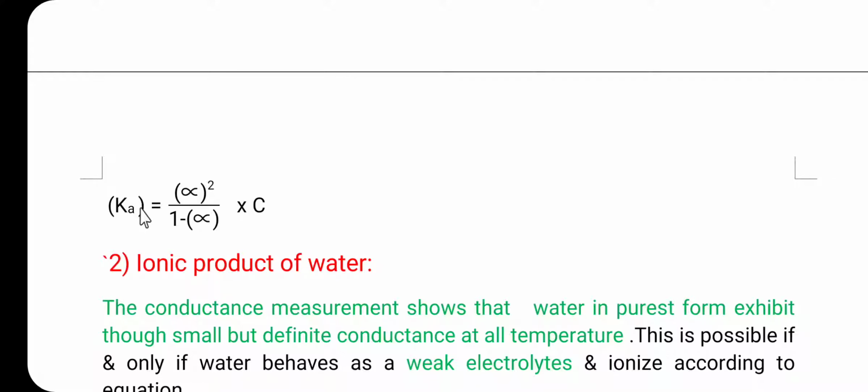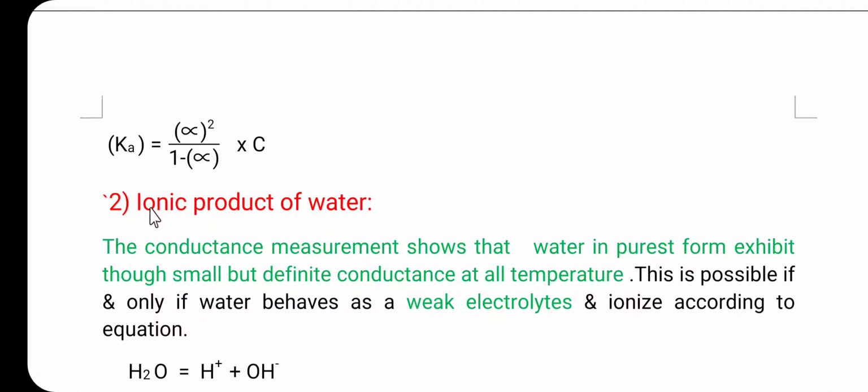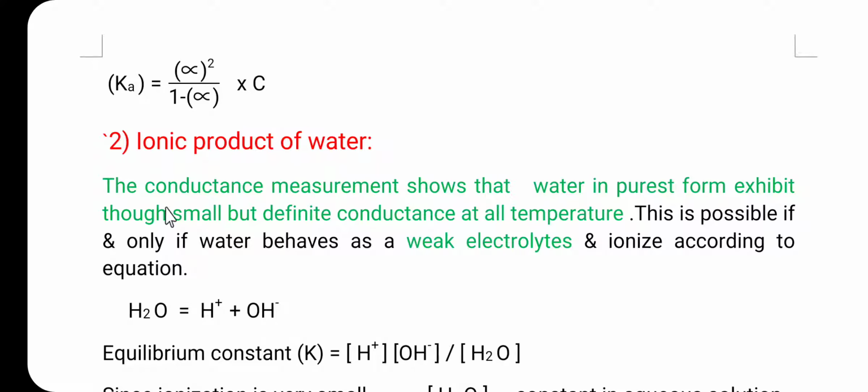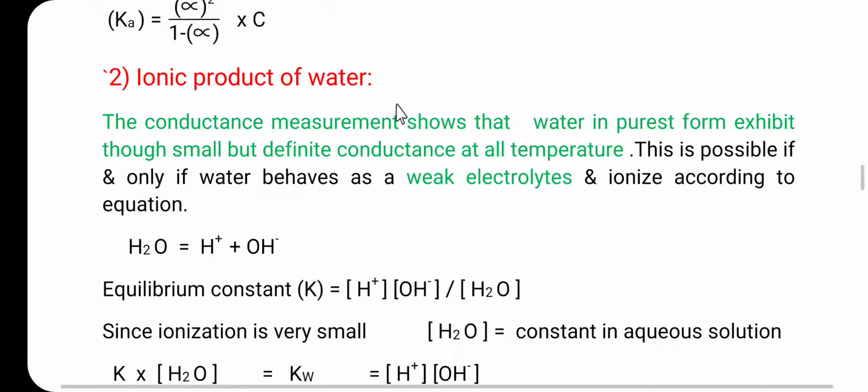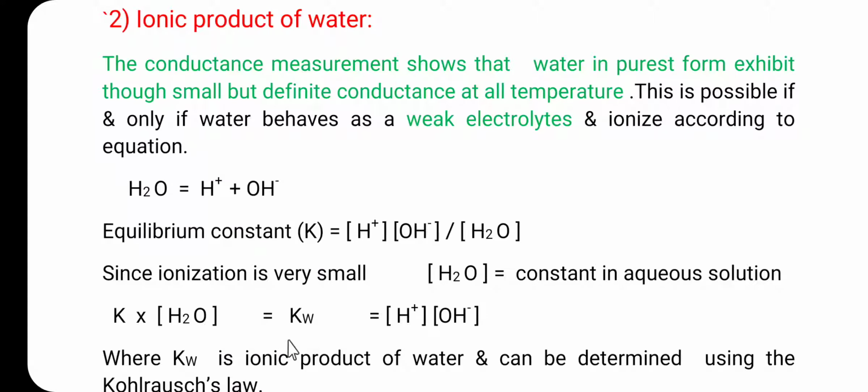So this is the first application of the conductance measurement. Then the second application is, with the help of the conductance measurement, it is possible to determine the ionic product of the water. So all of you know that the ionic product of the water is denoted by the symbol Kw.